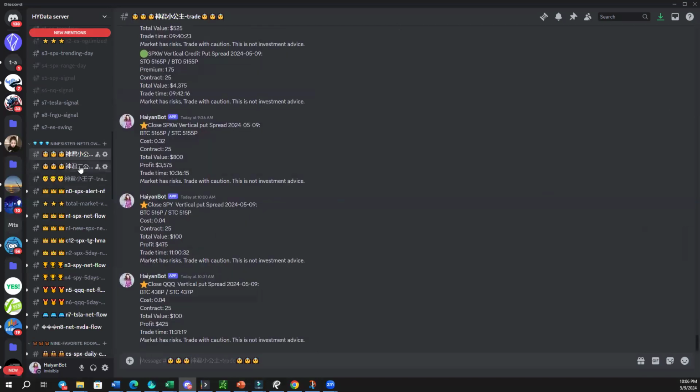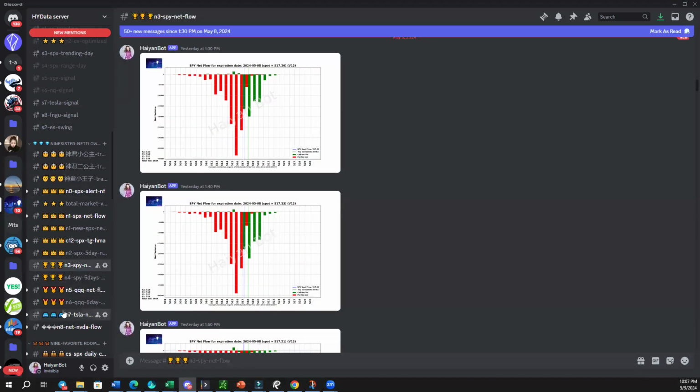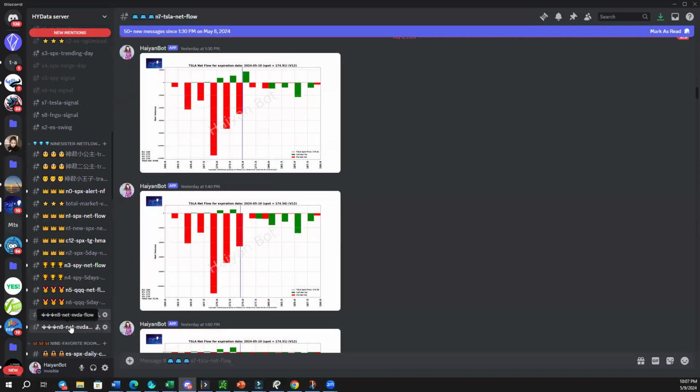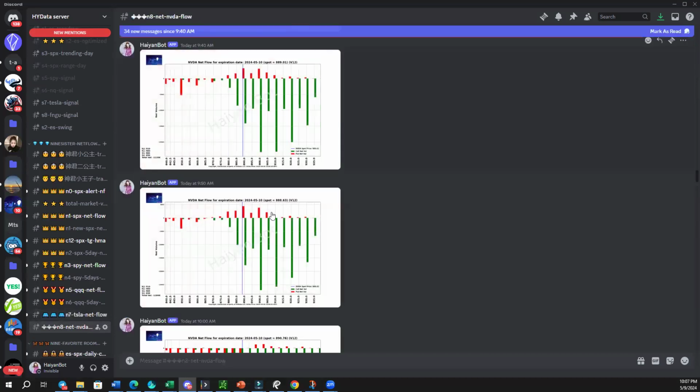In the future, we'll create multiple auto trade bots. We will create a buyer bot because this is a seller bot. We'll create a buyer bot and we'll create a bot that will trade multiple times based on the signal. So we're not only trading SPX, we also have SPY, QQQ, Tesla, and then NVIDIA. In all the net flow, you can tell if it's buy or sell.